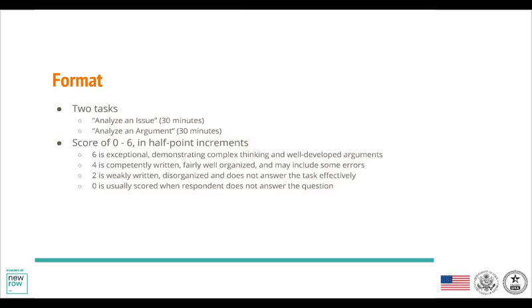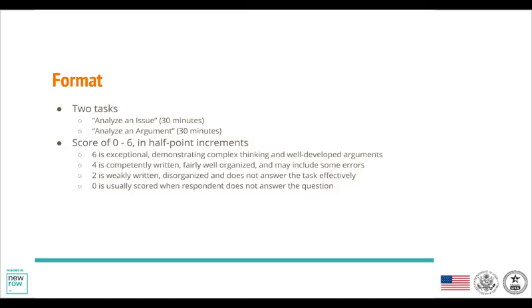So for instance, my program that I'm in now accepted a 4 as the minimum score. And my score was higher than that, but they accepted 4 as their minimum score. And if somebody scored lower than a 4, they had to produce supplemental writing to the admissions committee to show that they could write at the doctoral level.